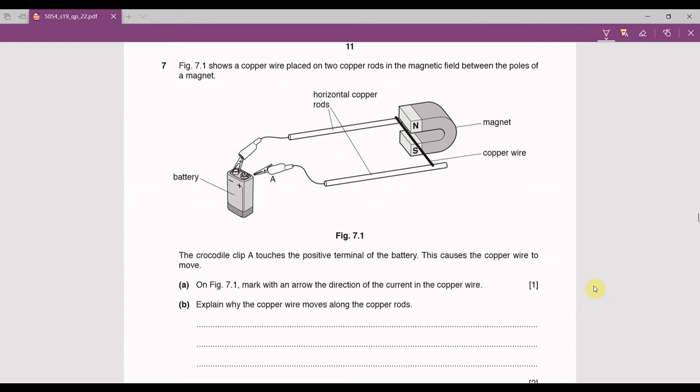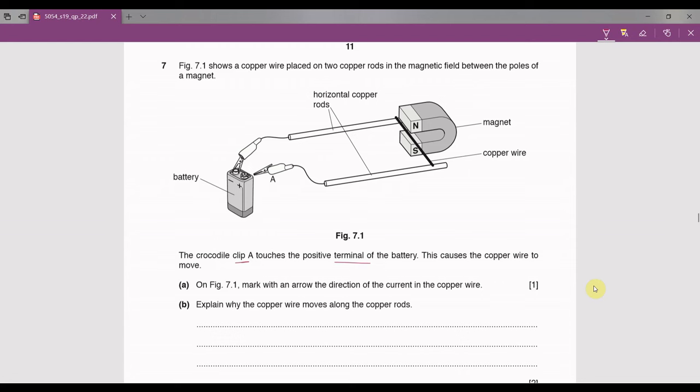And the copper rods are connected to the battery, and they're saying that the crocodile clip A, which is right now not touching the terminal, now touches the positive terminal of the battery, and this causes the copper wire to move. And when this copper wire moves, the direction is going to depend on the direction of the force.